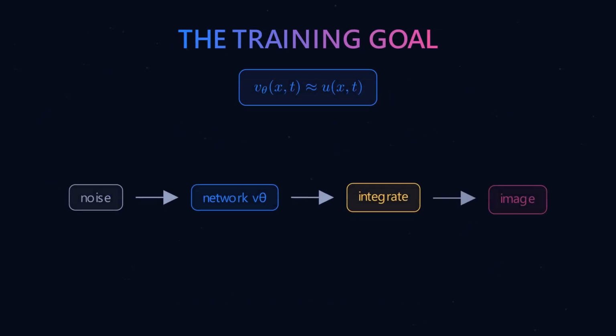So here is the actual machine learning problem. Train a neural network, call it v theta, with parameters theta, so that when you feed it a point x and a time t, it outputs a velocity that closely approximates the true, unknown vector field u that would correctly transport noise into data. Once that network is trained, generating a new image becomes almost absurdly simple. Sample random noise. Then integrate the network's predicted velocity field forward from t equals 0 to t equals 1, and whatever point you land on is your generated sample.